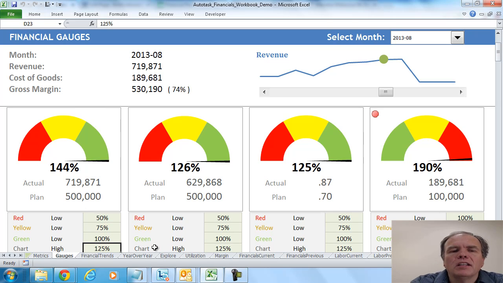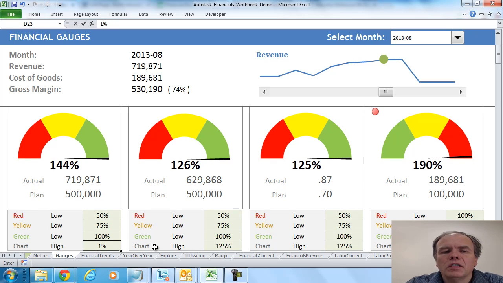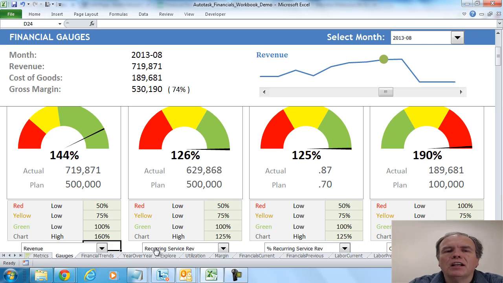In fact, if I went down and said the chart height isn't 125%, I'm going to set it equal to 160%. Right? You'll actually see that now at 160%, I'm starting out at 50 to 75 to 100 to 160, and I get that kind of view in terms of it. It gives you a way in which you can focus in and see where you're at proportional to the plan. So you can adjust these numbers.